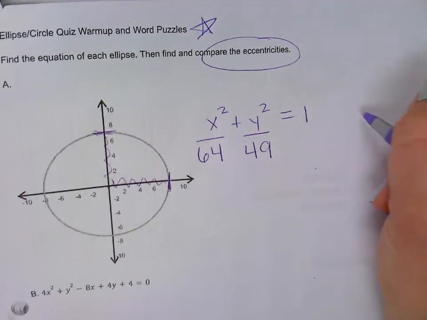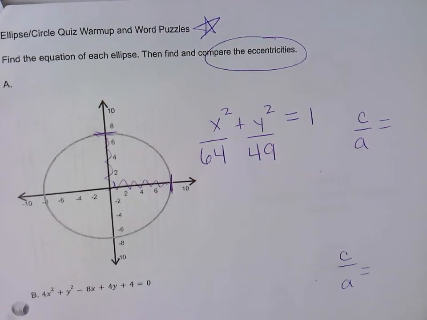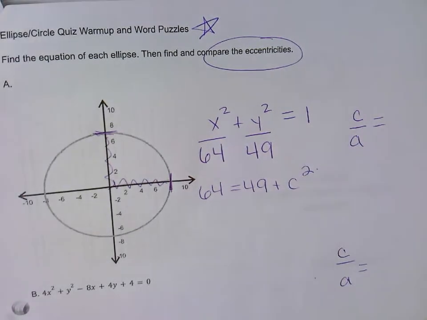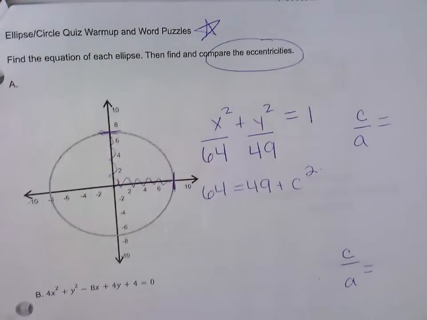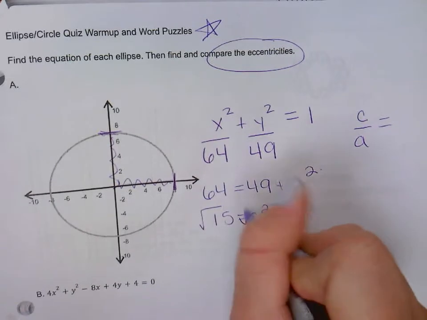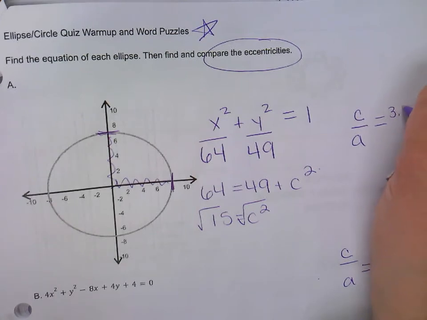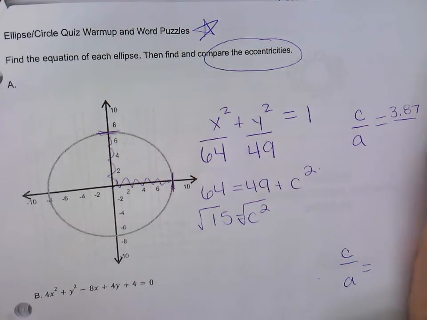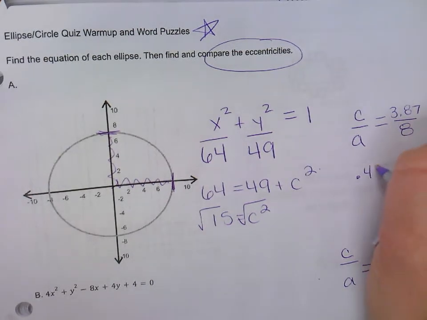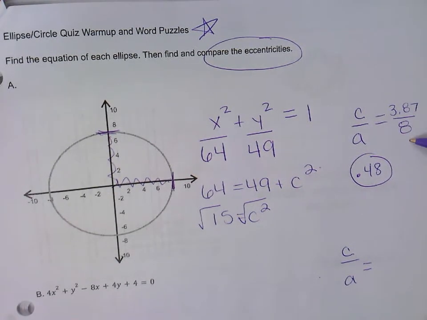So in this first ellipse, I'm going to find the c value. a squared equals b squared plus c squared. So I'm going to subtract the 49. So I get 15 equals c squared, and then c is the square root of 15. So 3.87 divided by my a value comes out to 0.48 as an eccentricity. So I did the square root of 15 divided by 8.